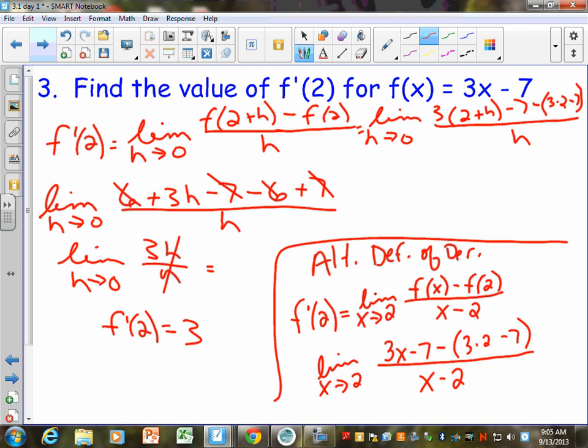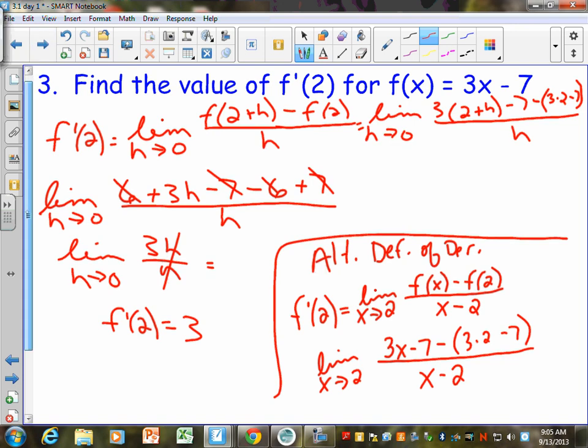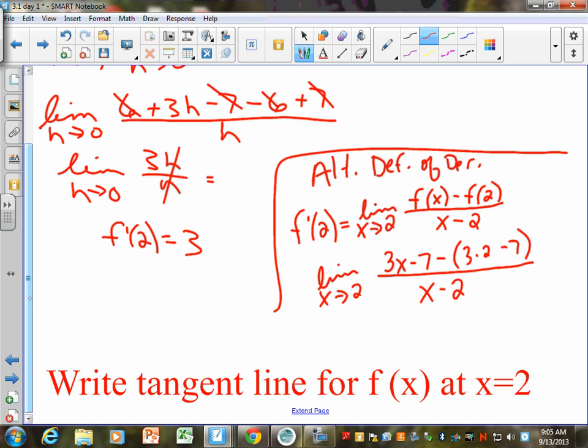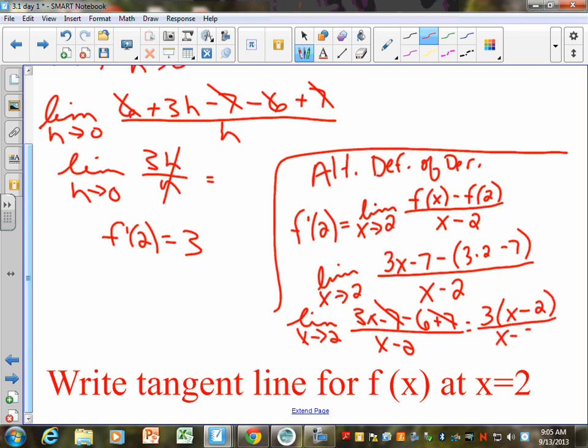Anybody have a question of where I'm getting those numbers from? Definitely you don't have to show as much work as I did on this one, but I would get 3x minus 7 minus 6 plus 7. My 7s cancel. And notice I'm trying to plug 2 in there, which is always going to give you 0 in the bottom, so you should be able to factor the top. On this one, I can factor a 3 out, and again, I'm just left with 3.